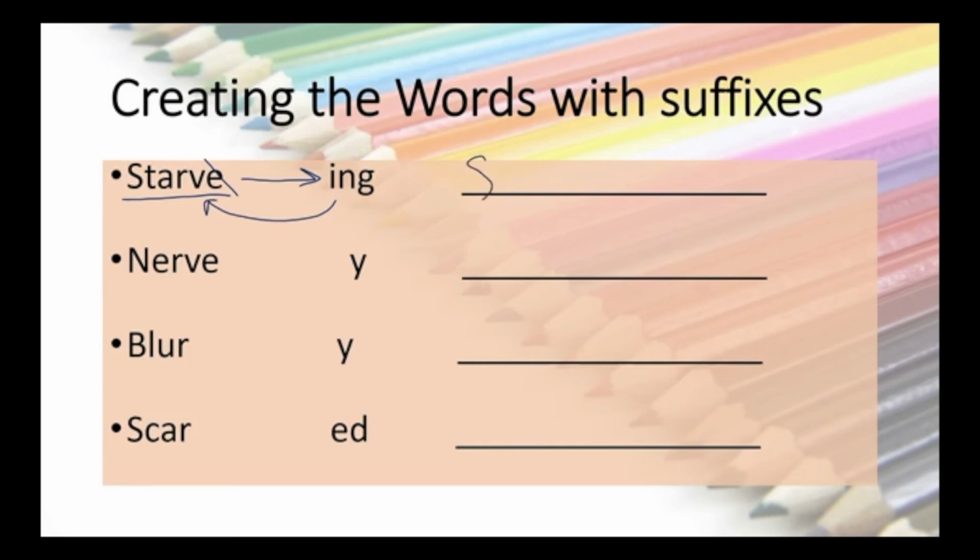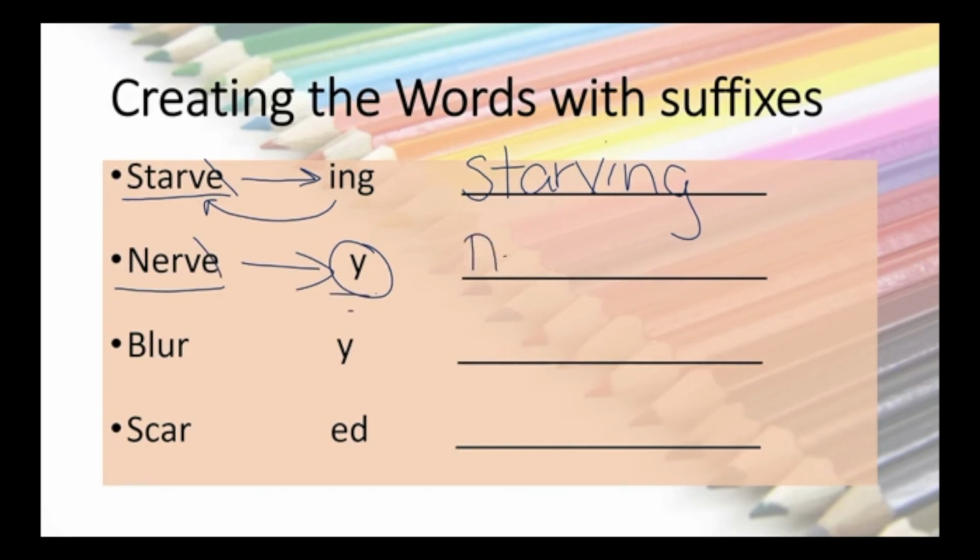So I'm going to write S-T-A-R-V, and then instead of writing my E, I'm just going to write I-N-G. In my next word, nervy, it's going to be very similar. In this case, I have the word nerve, and I'm adding a Y. I know that my E is going to need to be taken off because the Y makes a vowel sound, so it's going to work as a vowel. So in this case, I'm going to write N-E-R-V-Y.